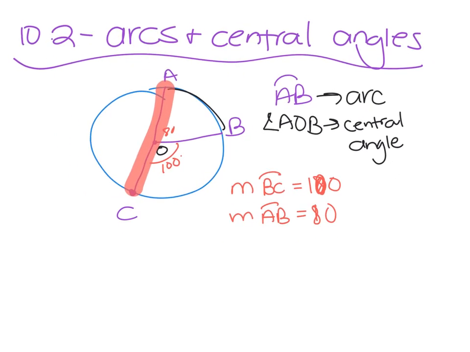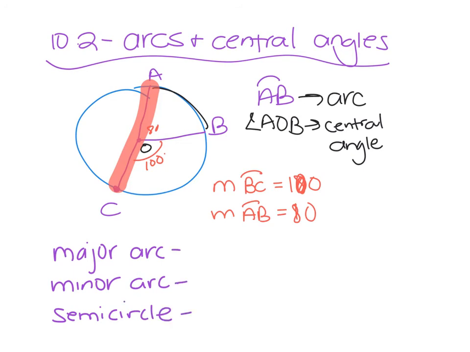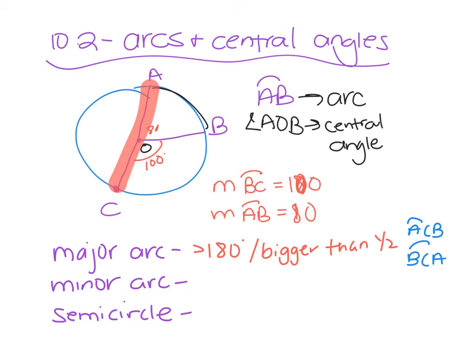And there are three classifications for arcs. There's a major arc, there's a minor arc, and there's a semicircle. What classifies a major arc? Good. Greater than 180, or greater than half the circle. Can you name a major arc in that circle that's drawn? ACB works. BCA works. BAC would work. Anything that's bigger than half.